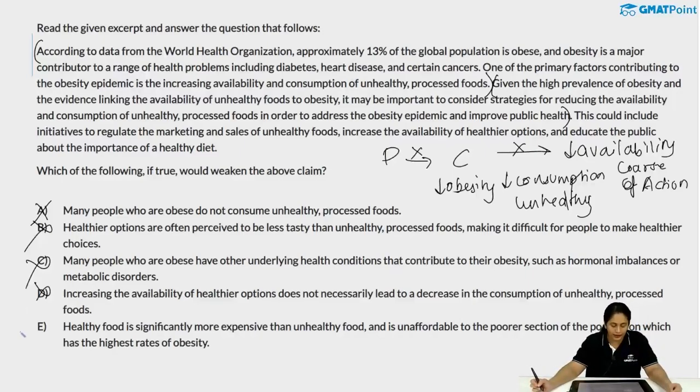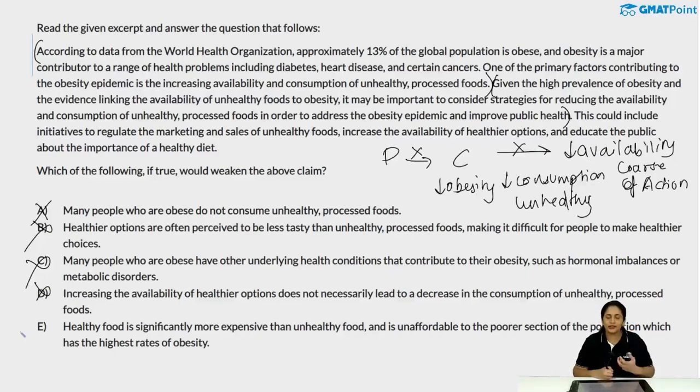Healthy food is significantly more expensive than unhealthy food and is unaffordable to the poorer section of the population, which has the highest rates of obesity. Now, if this is the case, what happens? Our course of action no longer makes sense, because even if you tell people, okay, healthy food is healthier for you, unhealthy food is bad for you, increase the availability of healthier food, decrease the availability of unhealthier food, you're just going to make it difficult for poorer people to eat, because they just can't afford the healthy food.